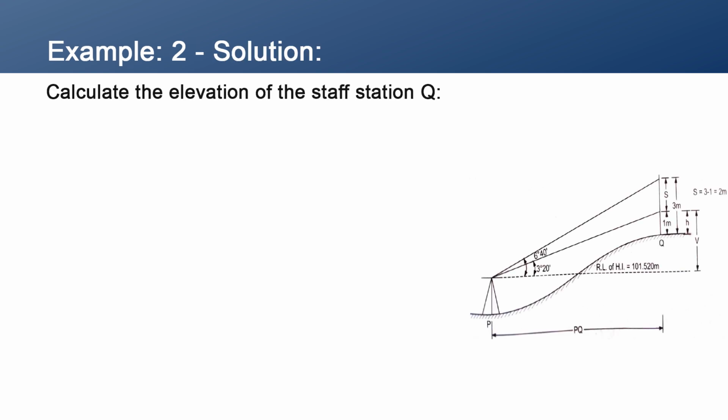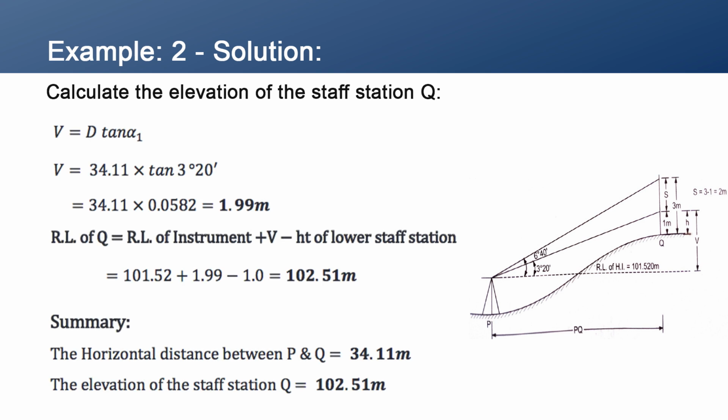Now, the next part asked in the problem is to calculate the elevation of the staff station Q. So, let us calculate the vertical distance for this. This V can be calculated by considering alpha 1, as clearly seen from the figure. So, the formula for V is equal to d tan alpha 1, which is equal to V is equal to 34.11 into tan 3 degree 20 minutes, is equal to 1.99 meter.